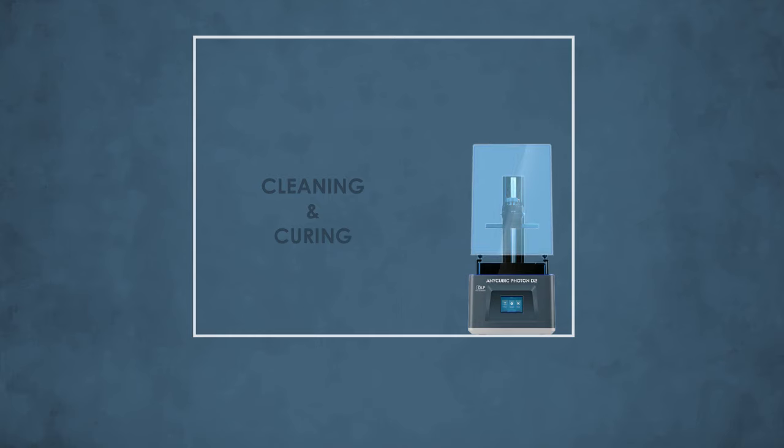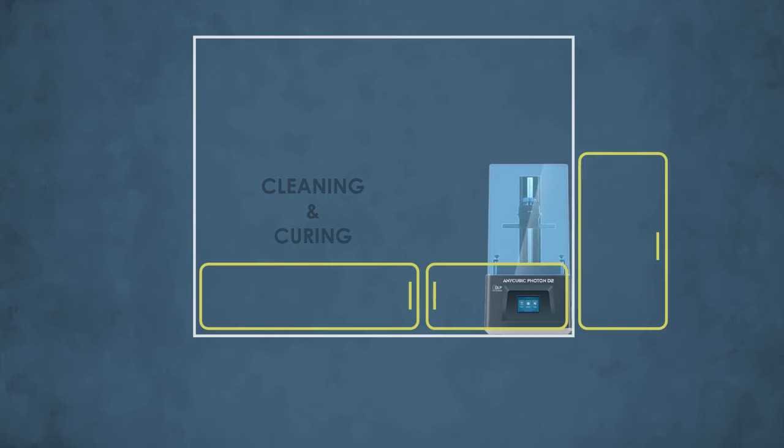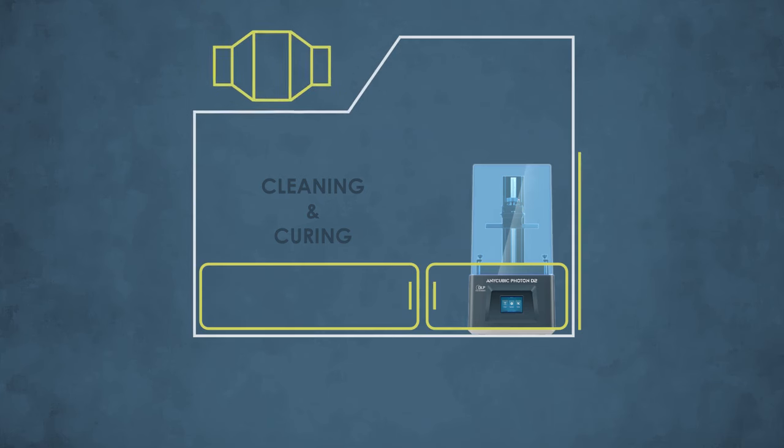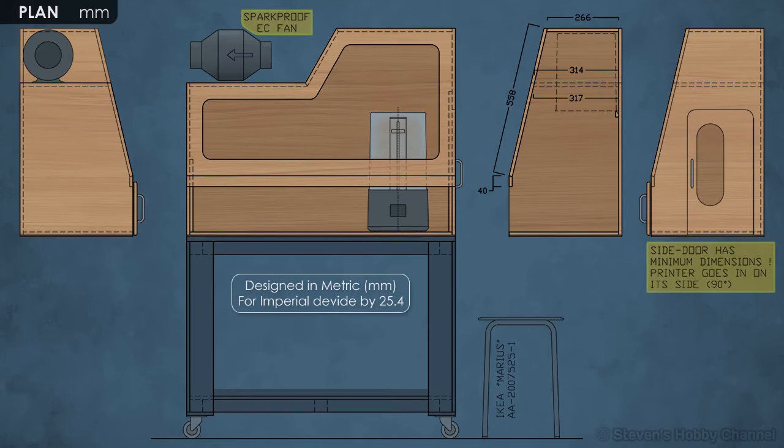Access to the enclosure is possible with two doors in the front and one door on the side to access the printer. A ventilator outside the construction removes the fumes, while fresh air is pulled in through a ventilation grill. So after some sketching, I ended up with this design.